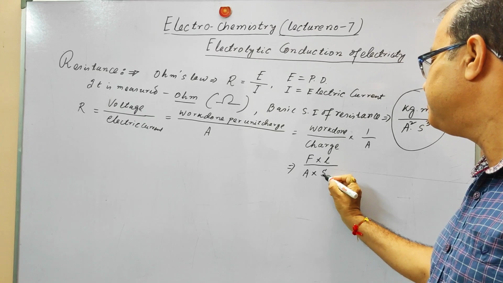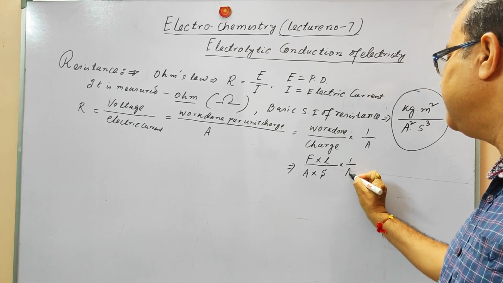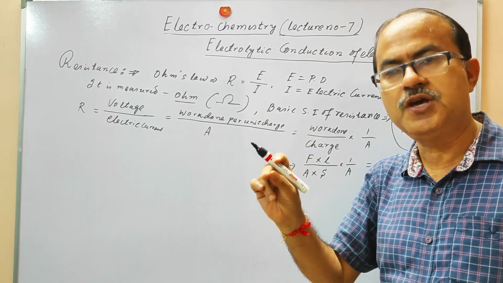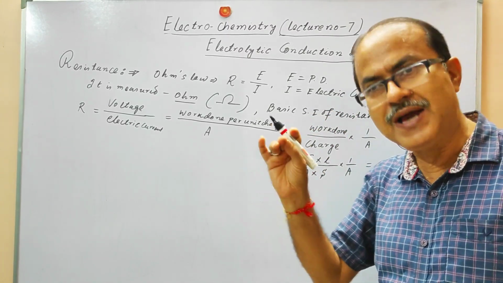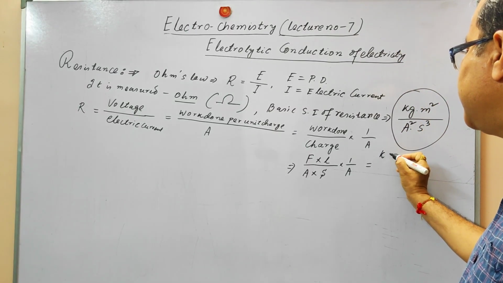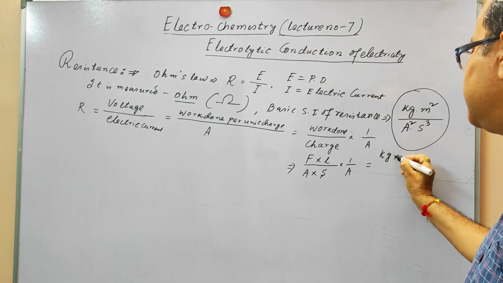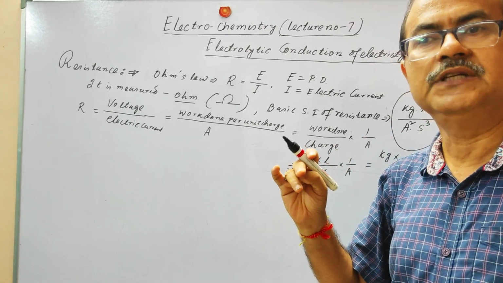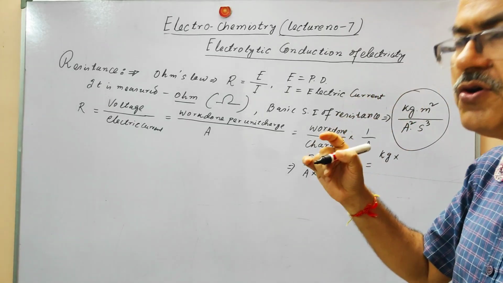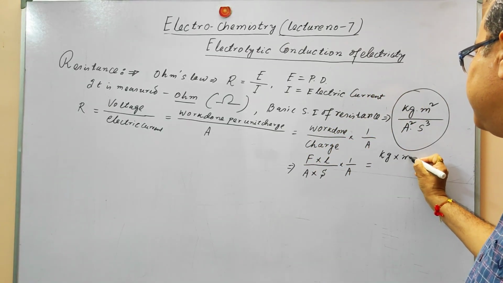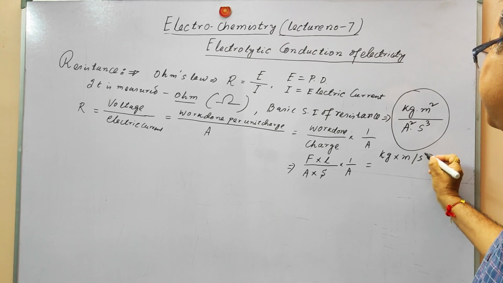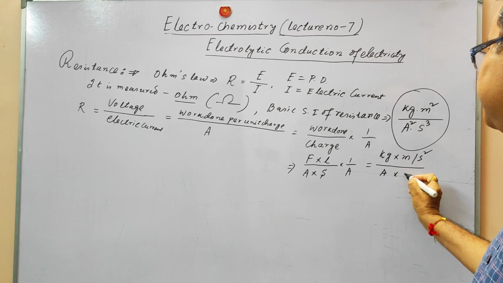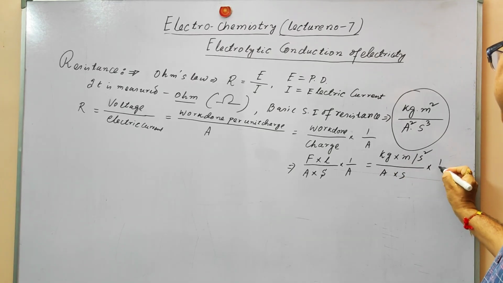So we can write A into S divided by A by L. Now force, we know, again we go to the basics of this force. What is force? The force is basically mass into acceleration. So we can write that the SI unit of mass is kg, and acceleration is the length per second square. So the unit of the length is meter, divided by s square, and this is A into A S, 1 by S.